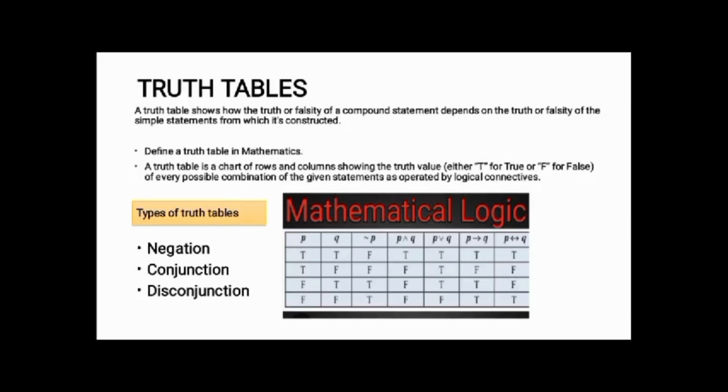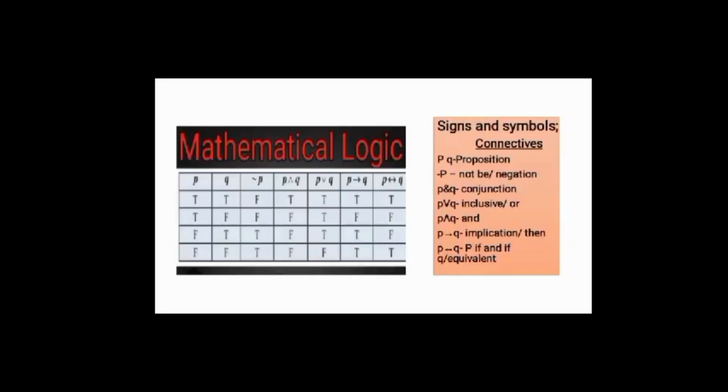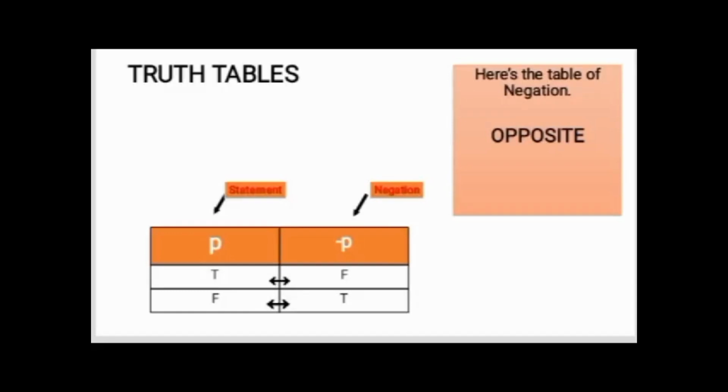So we'll start by looking at the truth tables for the five logical connectives. There are types of truth tables, which are the negation, conjunction, and disjunction. As you can see in the picture, I have an example there for mathematical logic. Next are examples of signs and symbols, or connectives. Here's the example of the negation.